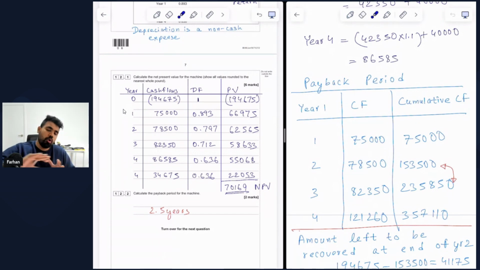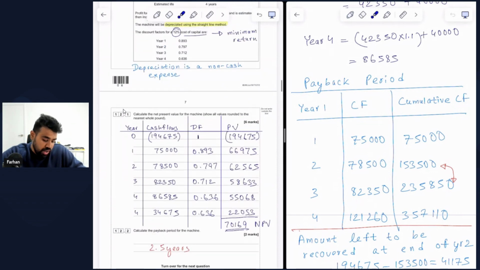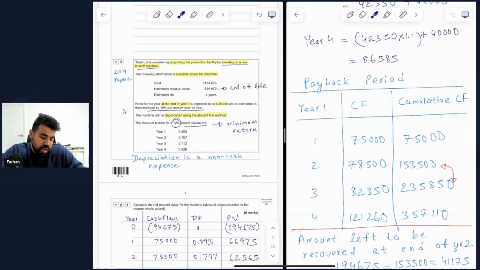So once you got all the cumulative cash flows sorted in the third column, I need you to look back at the initial investment. Now, the initial investment is 194,675, which is the cost of the machine or the purchase price of the machine. This is what we have to recover. Payback period simply means how long it takes for the business to recover the initial investment, which in this case is the purchase price that we have paid for the non-current asset, which is a high-tech machine.